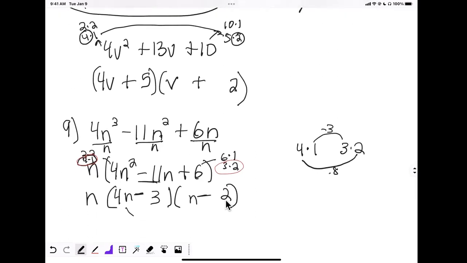And how can I check myself? I can go 4n times negative 2 is negative 8n, negative 3n. I got my negative 11n. Traditional way, you just have to pair up to find that middle number.